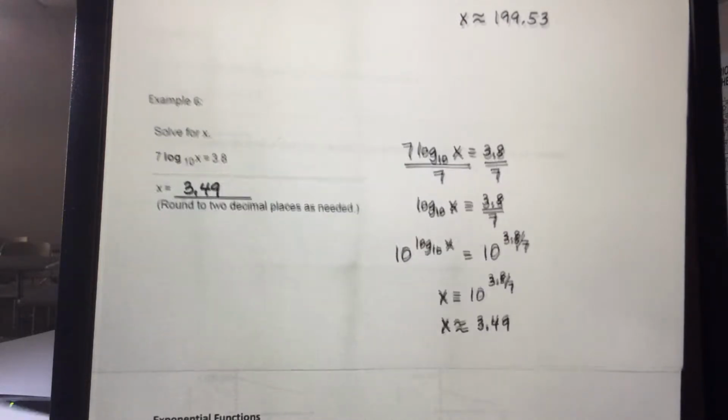All right, now let's look at one more of these logarithmic equations here, like this one. Log to the base 10 of 6 plus x in parentheses equals 4.2.